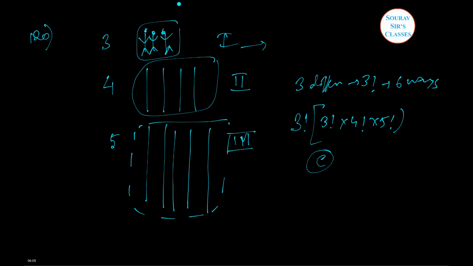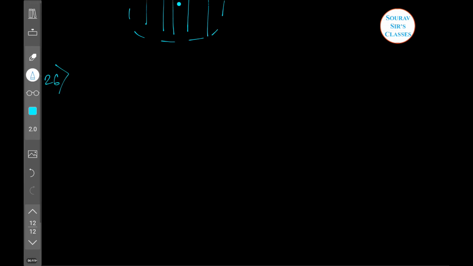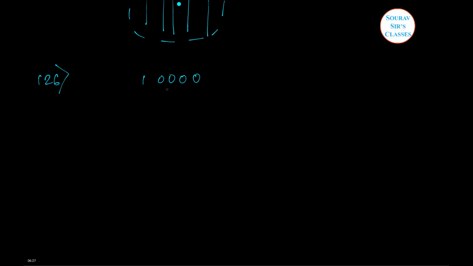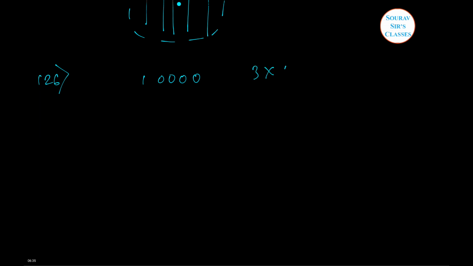Next is a question I'm going to solve. This question is question number 126. They said the number of odd positive integers smaller than or equal to 10,000 which are divisible by neither 3 nor 5. Not divisible by 3, not divisible by 5. Okay, let's proceed. So let n1 be the number of odd numbers divisible by 3.